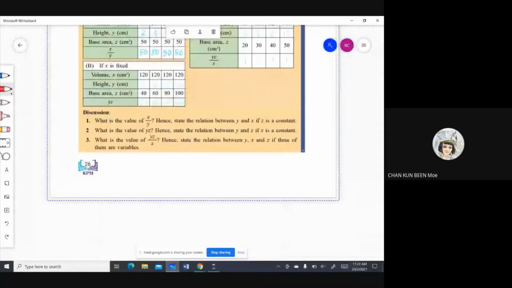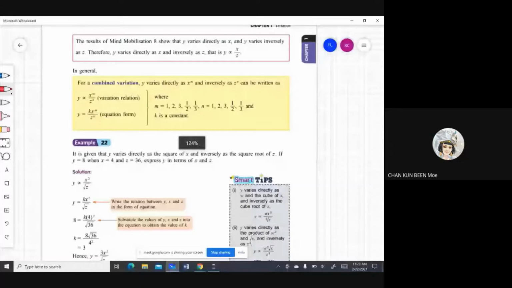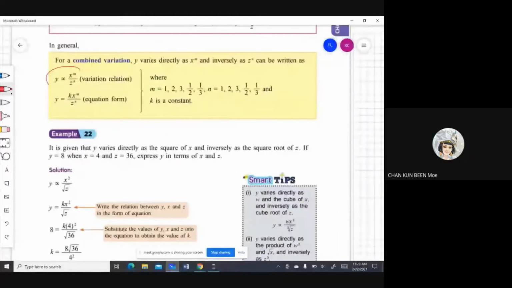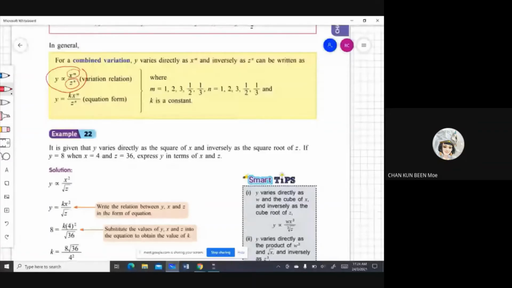For a combined variation, y varies as x to the power of m and inversely as z to the power of n, can be written as y varies directly as x to the power of m on top and inversely as z to the power of n at the bottom. Just remember, directly it will be the numerator, inversely it will be the denominator. When you change it to an equation, just need to add a k in front like this. And the same thing, the value of m and n is always fixed from 1 to 3 and up to 1 over 3. n is also from 1 to 3 and up to 1 over 3.